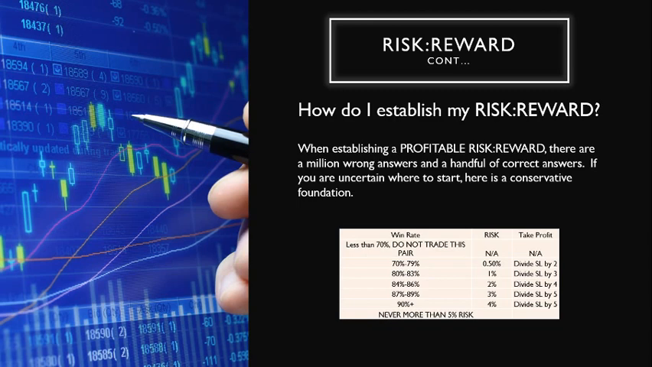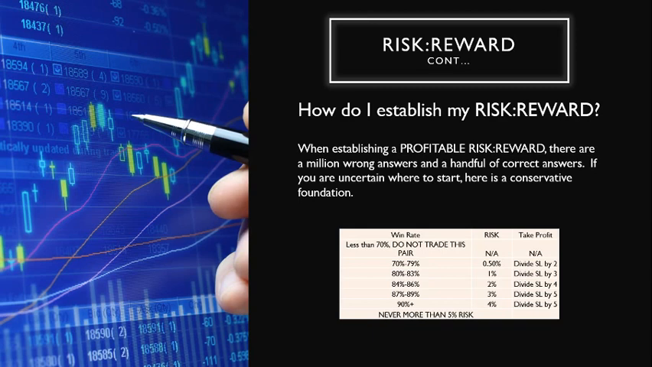It's going to be 2 to 1, so it's going to be 70. What if I have a 20 pip stop loss at 80%? What's the minimum take profit I'd have to take on that trade if I have an 80% win rate and a 20 pip stop loss? 6 and a half. Yep, somewhere around there, right?